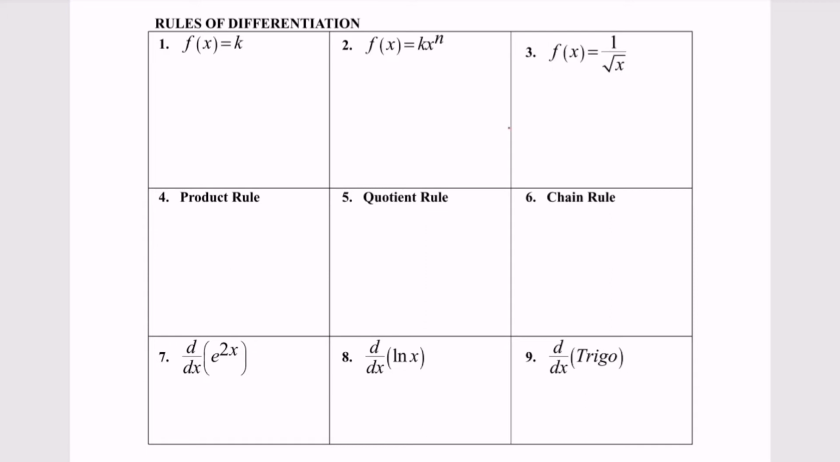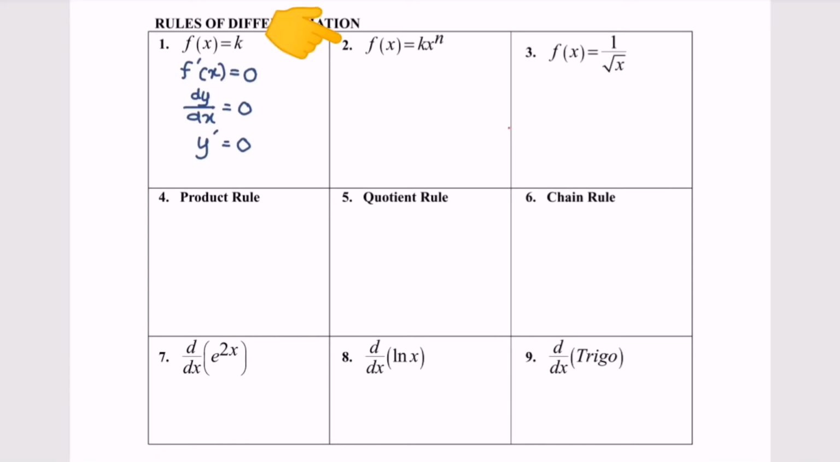Kindly refer to this page, and we have several types of differentiation. The first one is f(x) equals k, where k is a constant. If we differentiate f, we will have f'(x) equals 0, because every time we differentiate a constant, we will have 0. Or you can write it as dy/dx equals 0, or you can write it as y' equals 0.